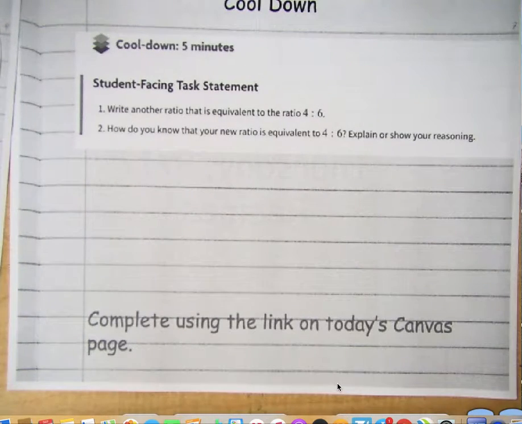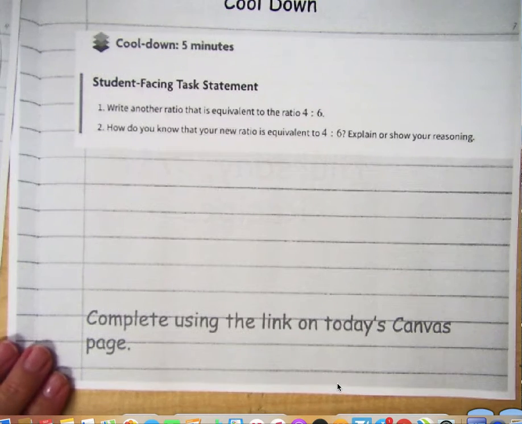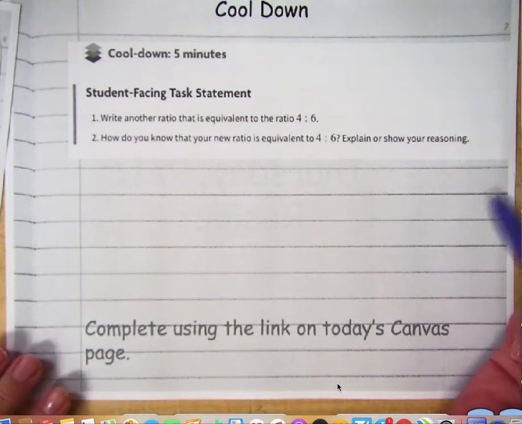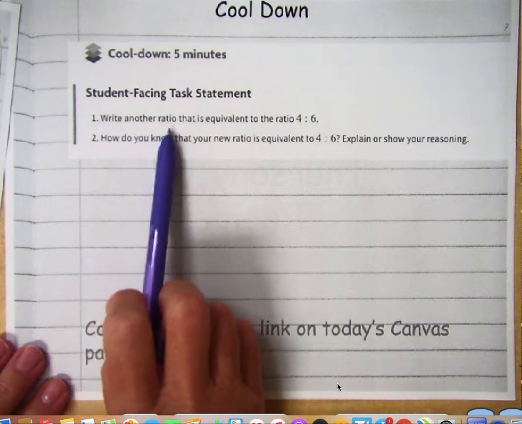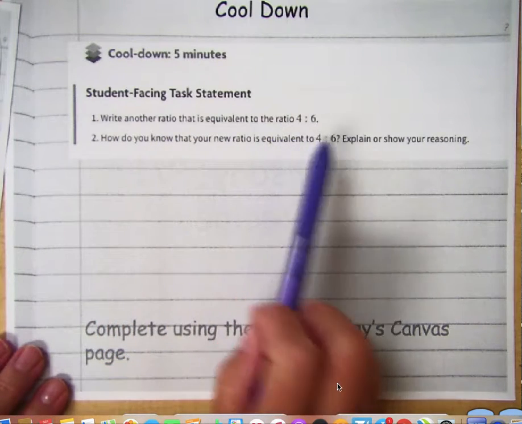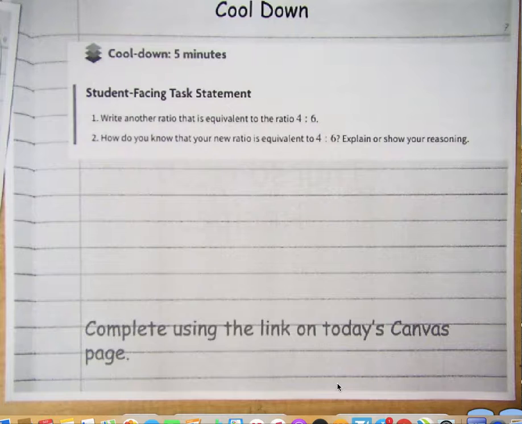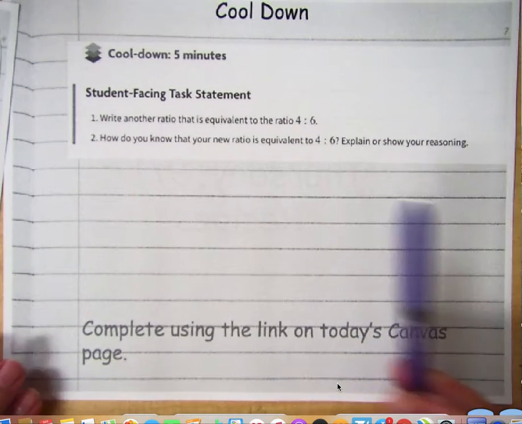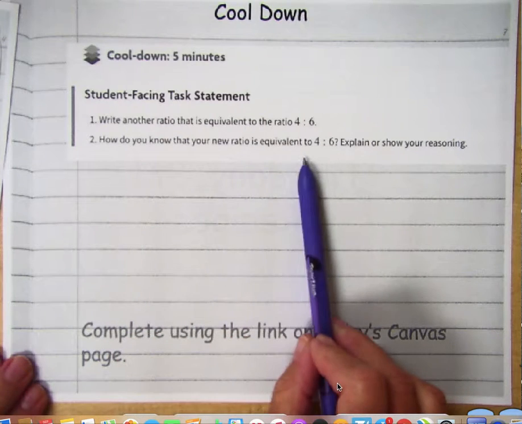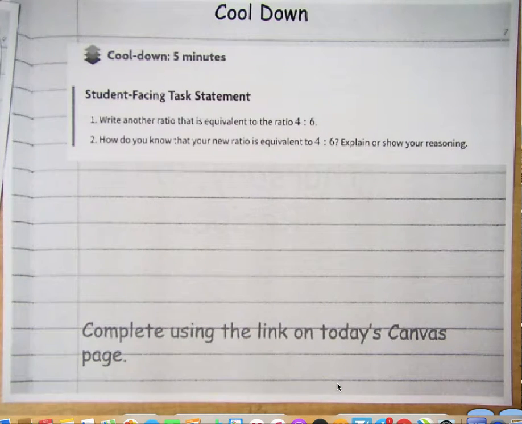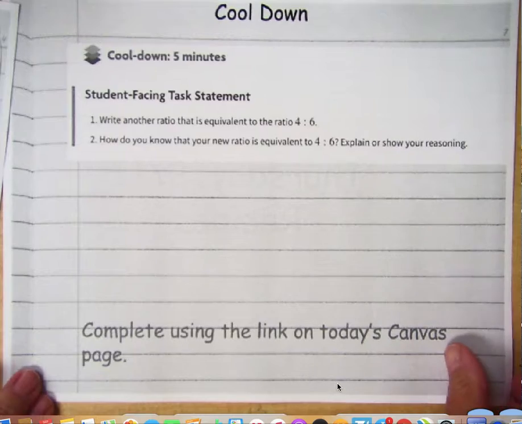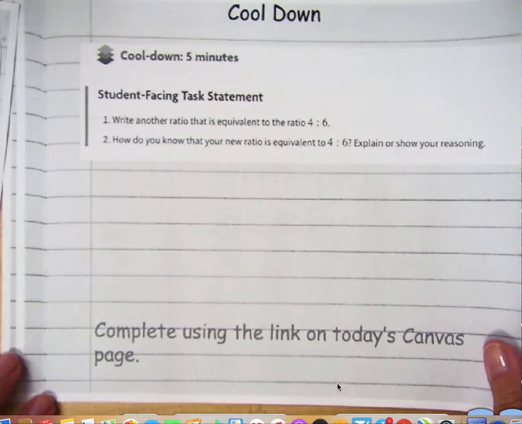So your cool down for today, and this is going to be completed on the link on today's Canvas page like they have been for the last several days. Write another ratio that is equivalent to 4 to 6. You just have to write another ratio that's equivalent to 4 to 6. How do you know that your new ratio is equivalent to 4 to 6? Explain or show your reasoning. Again, my suggestion is to draw a picture.